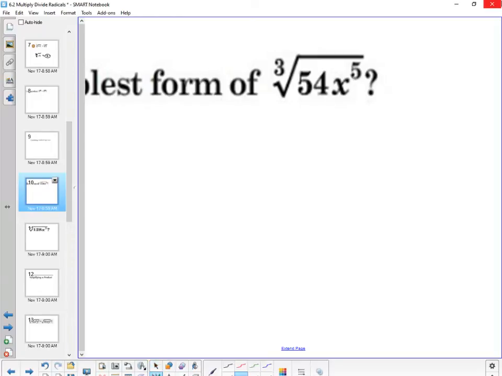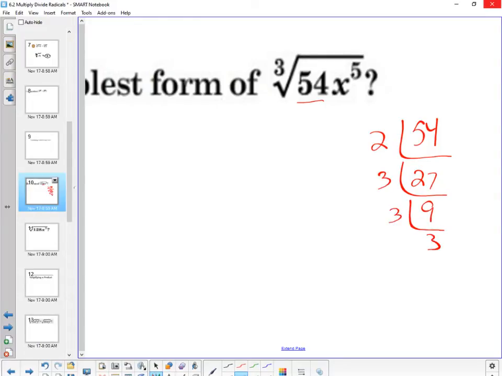Now I want to see if there's a third root of 54. I don't know right off the top of my head, so I'm going to start doing my upside down cake. Can I divide this by 2? Sure. Half of that will give me 27. Can I divide 27 by 2? No, but I can do 3, right? Yeah. So that would give me 9. Then I can do 3 again, 3 and 3.